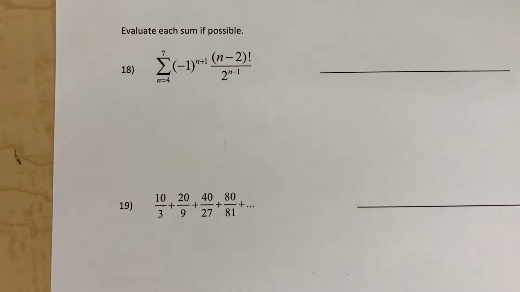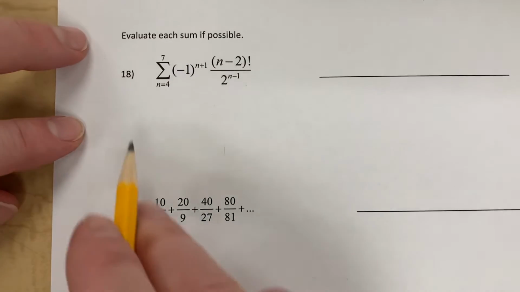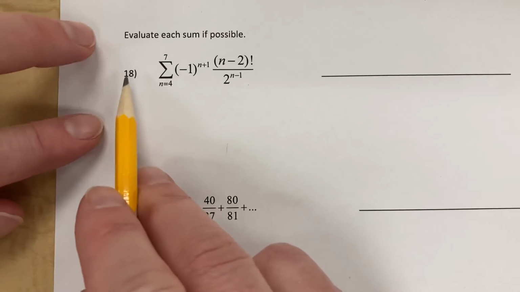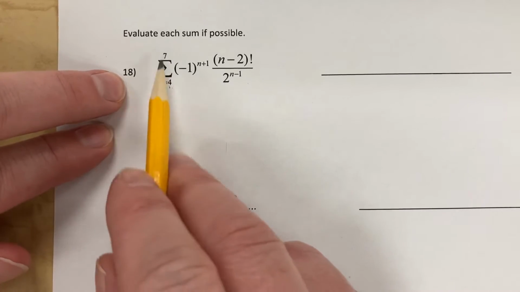All right, this is the last page here of our review for the test. We were asked to sum these two up here. So 18 is a sigma notation. We're going from 4 to 7 here.